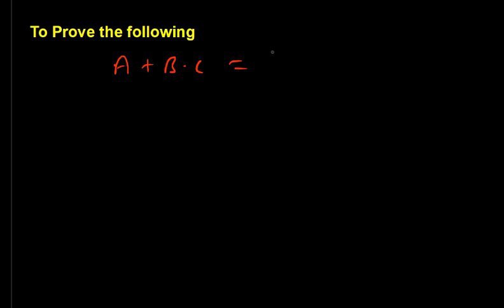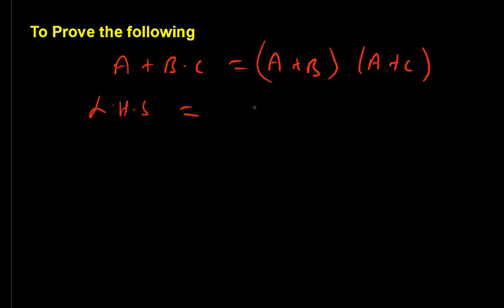Suppose we want to prove this: A or B and C equal to A or B and A or C. We have to prove this. So let us take the left hand side. The left hand side is A or B and C.